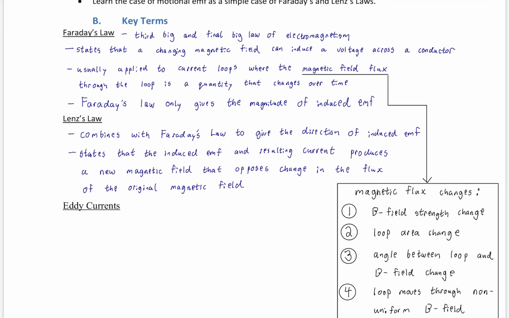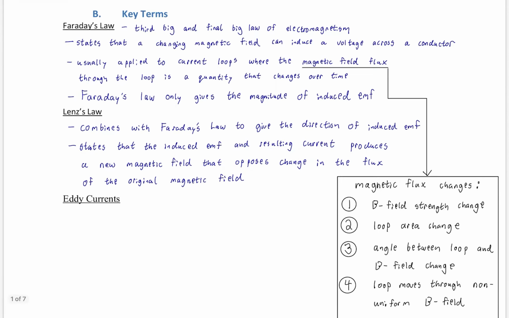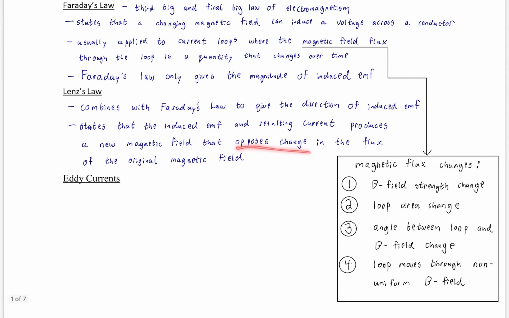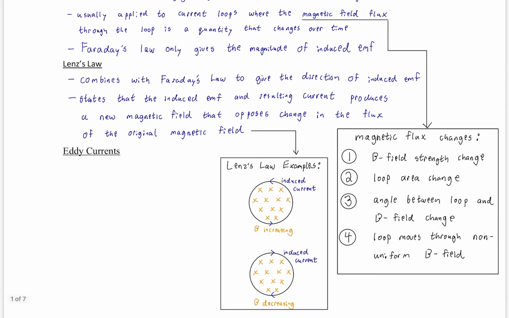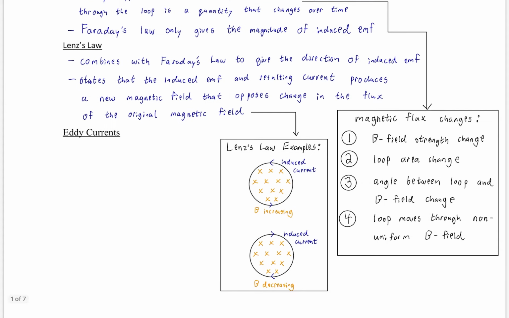It states that the induced EMF and resulting current produces a new magnetic field that opposes the change in the flux of the original magnetic field. It's a very useful way of thinking about it. Okay? Now I say that opposes the change is a useful way of thinking about it, but you need to get some practice so you understand what that means. Let's look at a simple example, okay? And we'll test your understanding with some questions coming up.